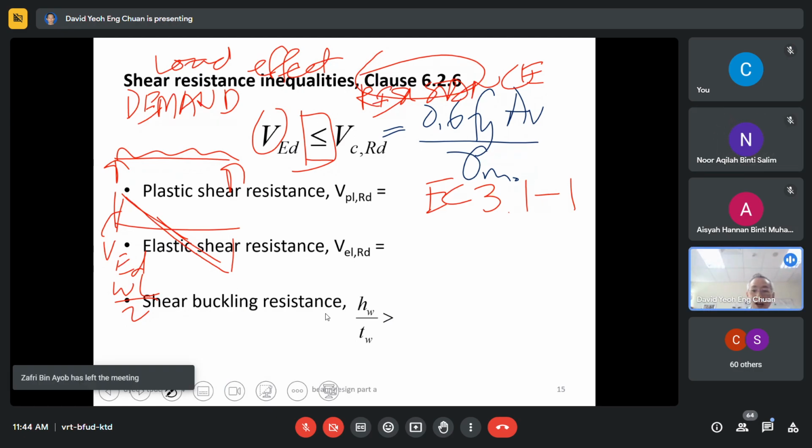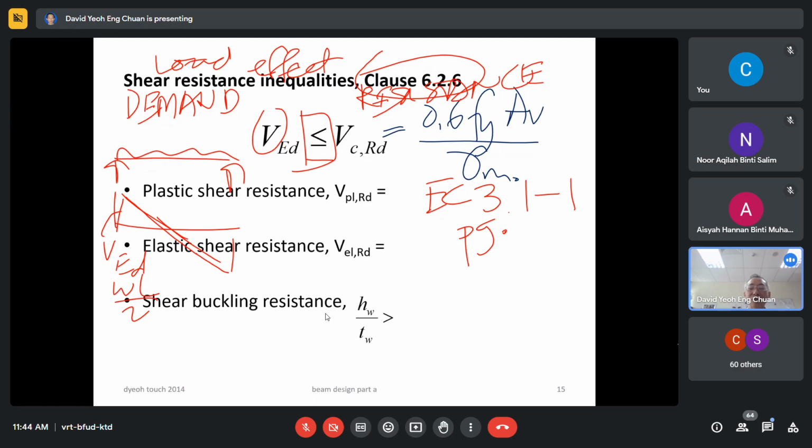So page 50. I'm not sure. Well, you tell me you don't have this document, then I'm not sure how you do your section classification in the last assignment one. Okay, it's page 50.